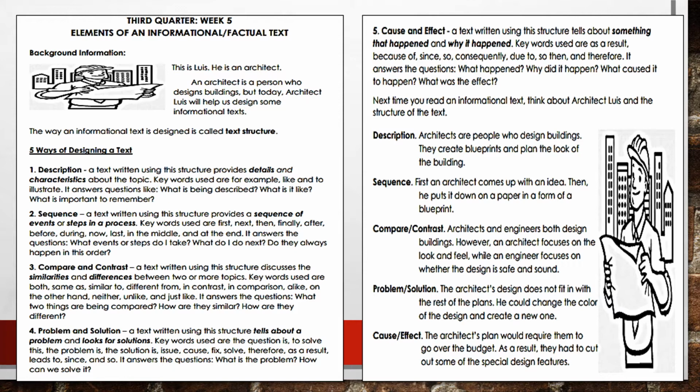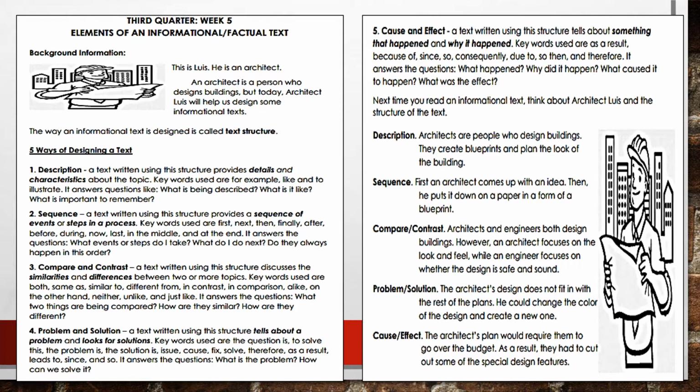Number 2, sequence. A text written using this structure provides a sequence of events or steps in a process. Keywords are first, next, then, finally, after, before, during, now, last, in the middle, and at the end. It answers the questions, what events or steps do I take? What do I do next? Do they always happen in this order?